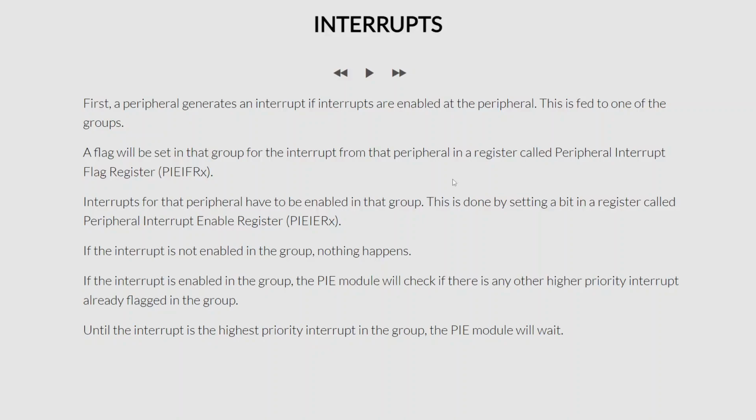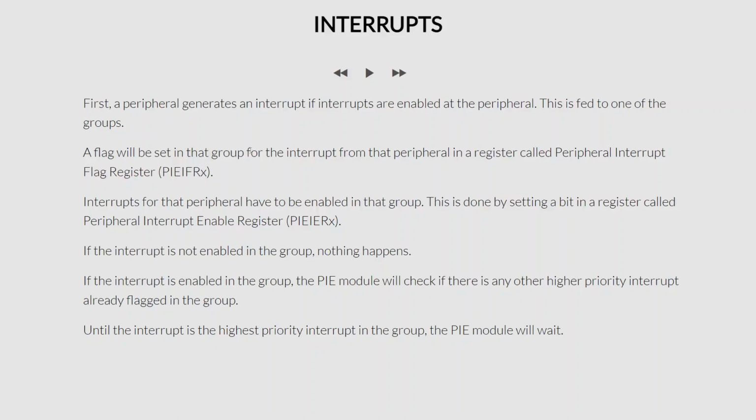Now, if interrupts are enabled, then this peripheral which generates an interrupt is fed to one of the groups. Okay. Now, I'll talk about this very soon. There is a map, and each peripheral is assigned a group. So it is fed to one of the groups, right? Once it is fed to the group, a flag will be set in that group for the interrupt from that peripheral, right? And this is done in a register called the peripheral interrupt flag register.